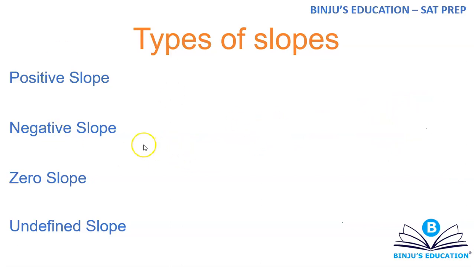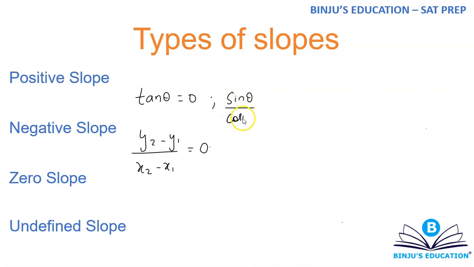If you have slope 0, then I can say that y2 minus y1 divided by x2 minus x1 should be 0. Or if I talk in terms of tan of theta, so I want tan of theta equals to 0, and tan of theta, like if you know trigonometry, is sine theta by cos theta equals to 0. So this is sine of theta equals to 0, and sine theta is 0 at 0 degrees.